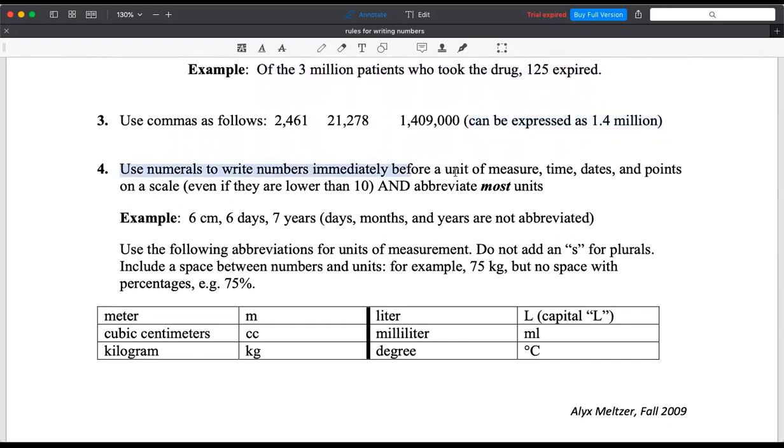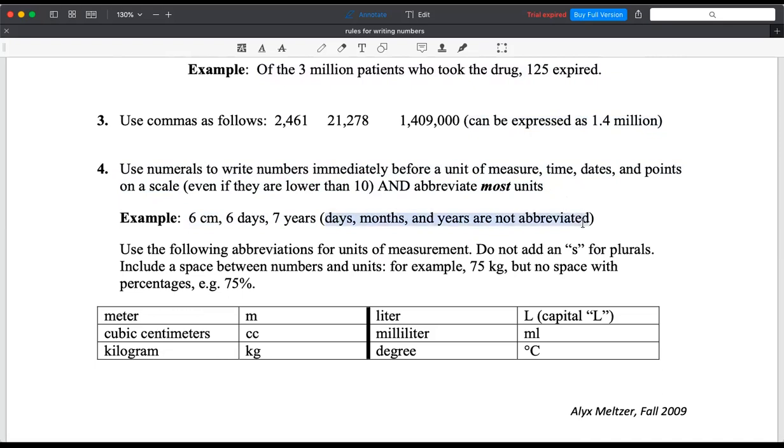Rule number 4: we use numerals to write numbers immediately before a unit of measurement. Units of measurement include time, dates, points, and scale. Even if they are lower than 10, because they appear before the unit of measurement, I must write them in numerals. For example, I say 6 centimeters, because centimeter is a unit of measurement. 6 days, 7 years, any units of measurement.